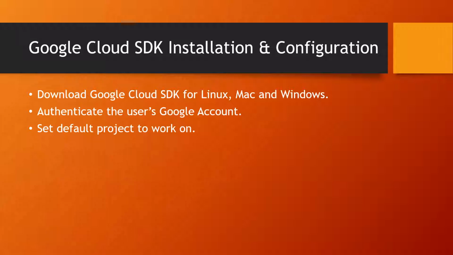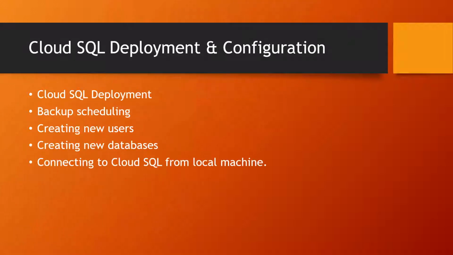The third is for developers. We advise the developers in your organization to download the Google Cloud SDK and authenticate themselves using their Google account, and then set the default project on Google Cloud in their SDK to work on. Google Cloud SDK is available for Linux, Mac and Windows, so it will work universally.